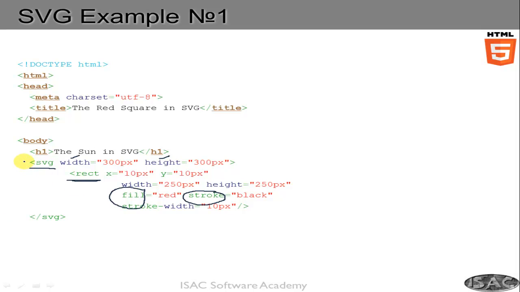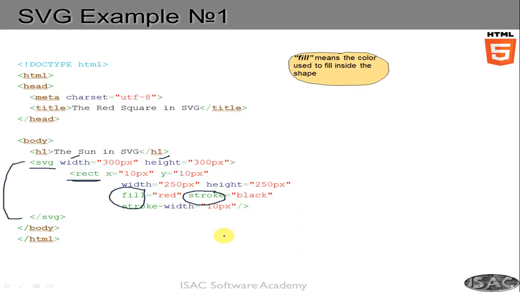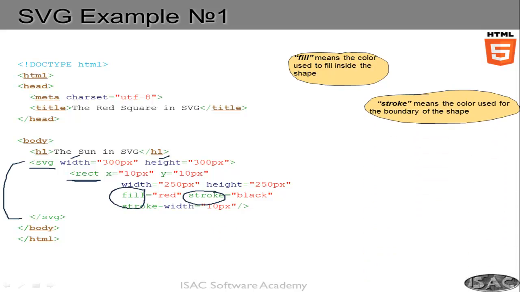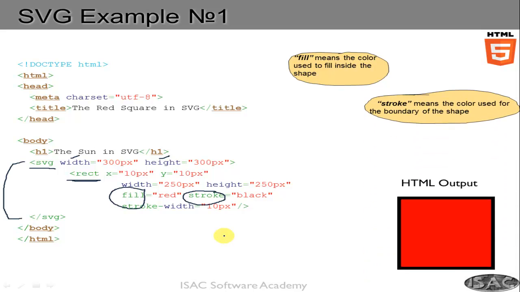So this is what your SVG looks like, very simple, and then a simple body and HTML. Now once you have created this HTML file on your computer, try to run it and it should show you something like this output. So this is the output which you will see.